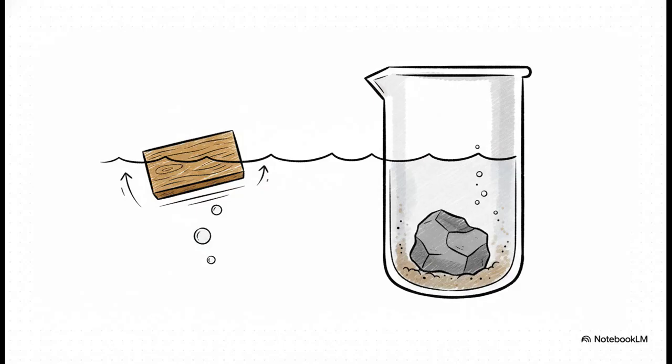And what's so cool is that this boils everything down to one magic number. 1. That's it. If a substance has a specific gravity less than 1, well, it's less dense than water and it's going to float. Think of a piece of wood. But if it's greater than 1, it's denser and it sinks, just like a rock. It is literally that straightforward.